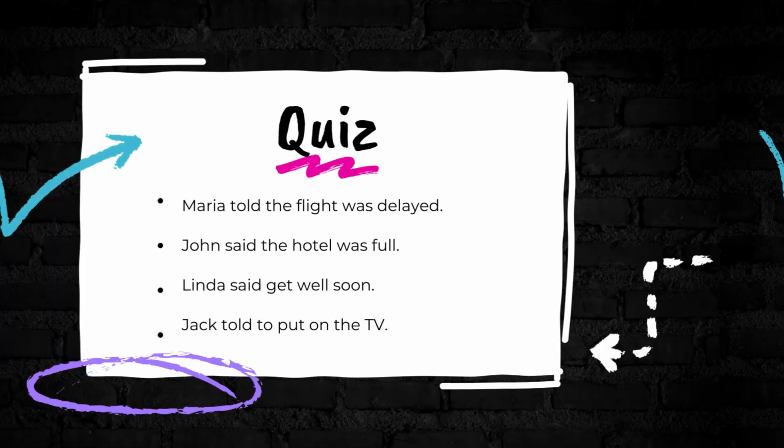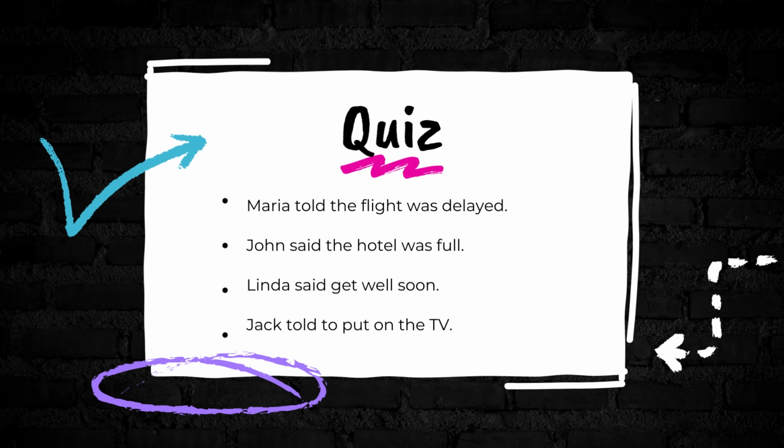Now let's check these 7 sentences. Some are right and some are wrong. Remember the rules we learned. Say something or tell someone something. Maria told the flight was delayed. Wrong. Correction. Maria told us the flight was delayed, or Maria said the flight was delayed.